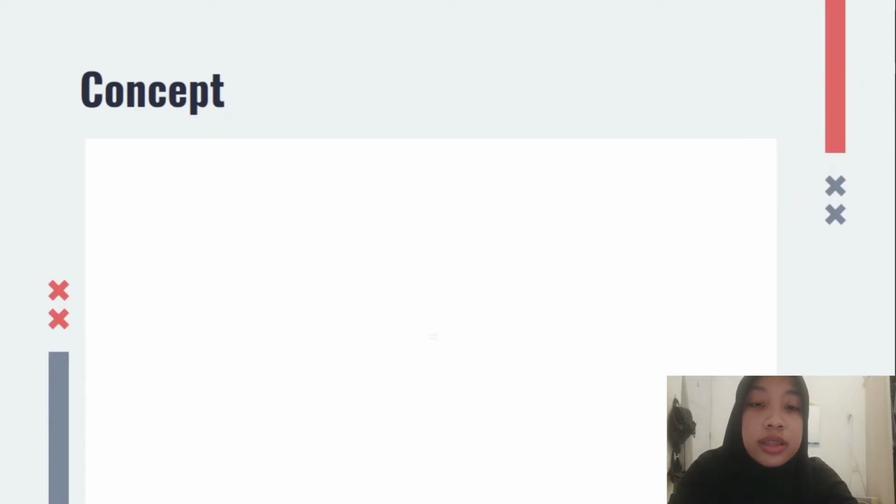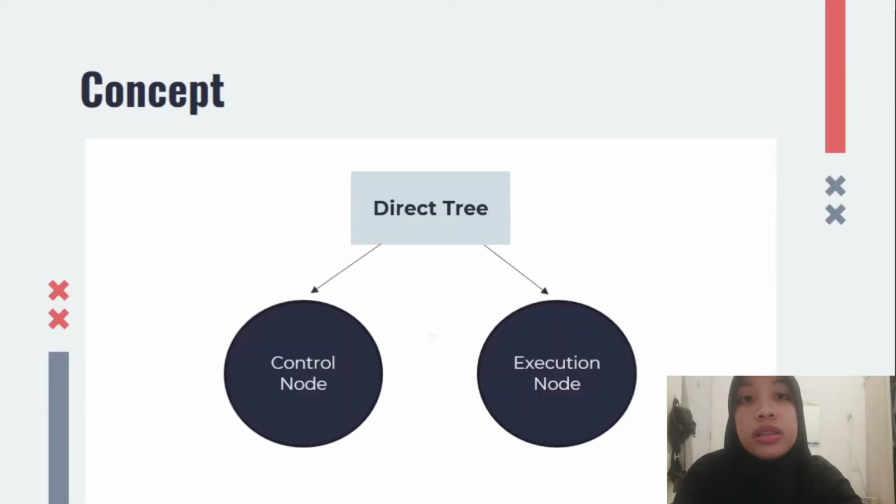And next, this is the concept directory of behavior tree. There are two: first, control node, and second, execution node. The execution of a behavior tree starts from the root, which sends ticks with a certain frequency to each child. A tick is an enabling signal that allows the execution of a child.